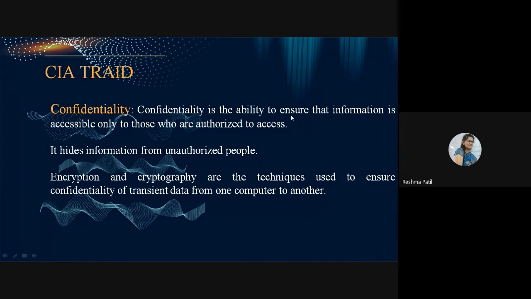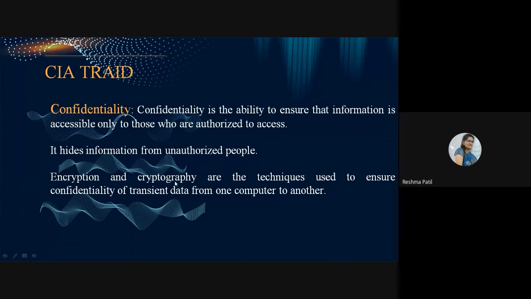Confidentiality is the ability to ensure that information is accessible only to those who are authorized. Means they have their username and password. Using that username and password, they will access your data. So only authorized people can access your confidential data. It hides information from unauthorized people. So those who don't have this authority, or who don't have user ID and password of your system, are not allowed to access information of an organization.